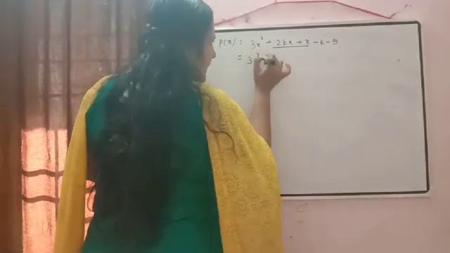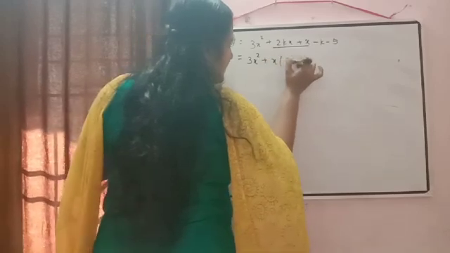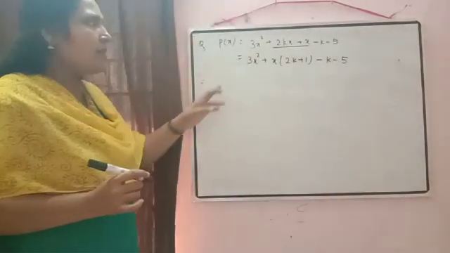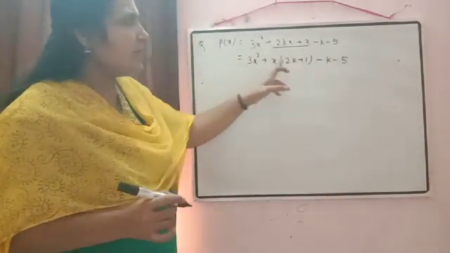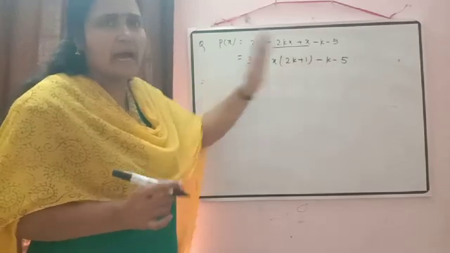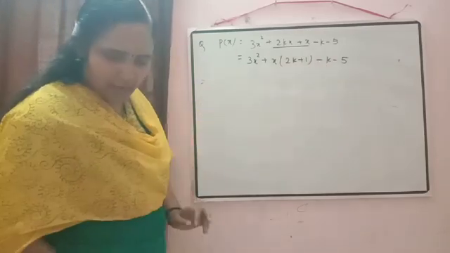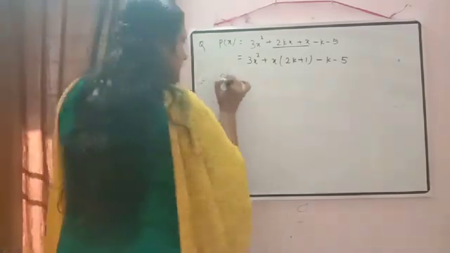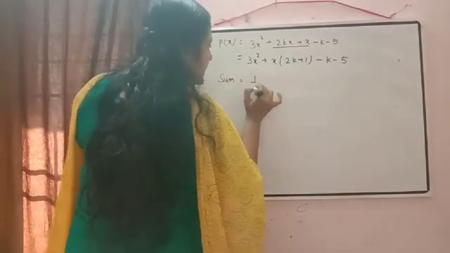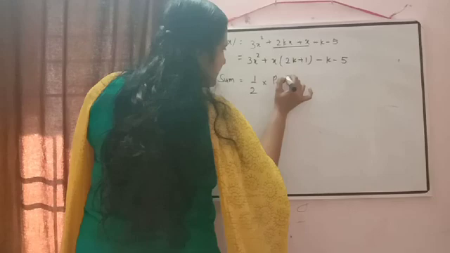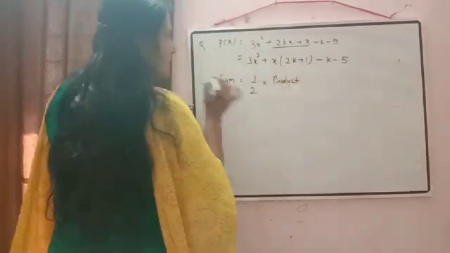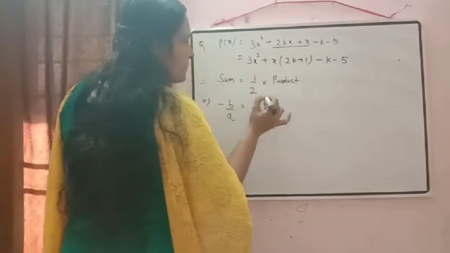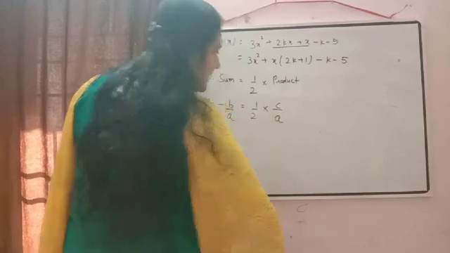So 3x square, x taken common, then inside the bracket it will be 2k plus 1 minus k minus 5. So value of a is 3. In place of b we have 2k plus 1 and in place of c we have minus k minus 5. Now the condition is given, sum of the zeros is half of their product. Okay, sum of the zeros, formula is minus b by a, is equal to half into product of the zeros, formula is c by a.